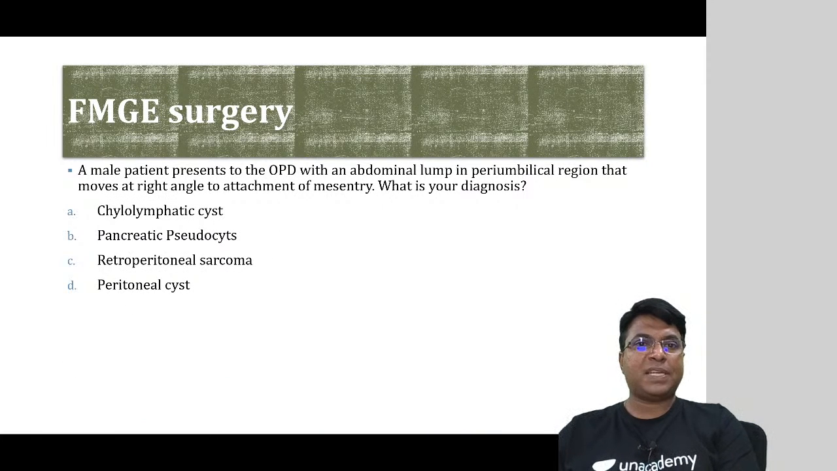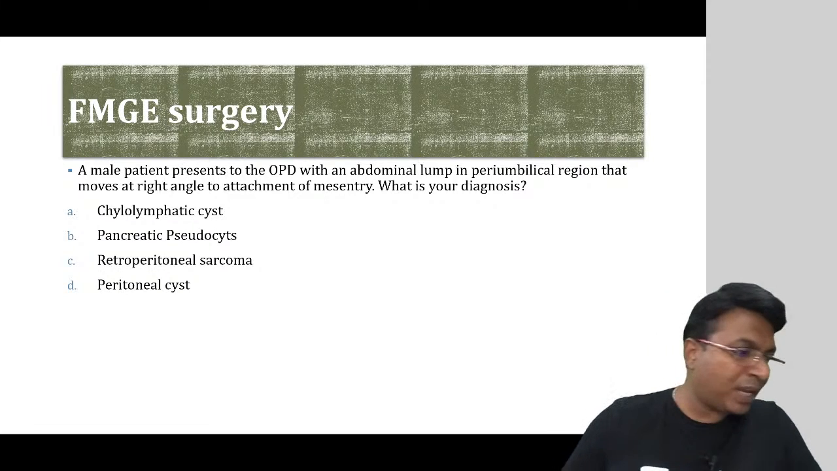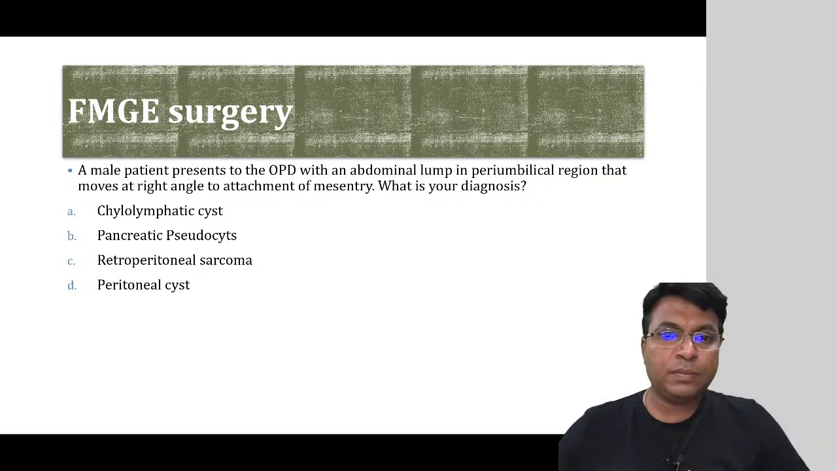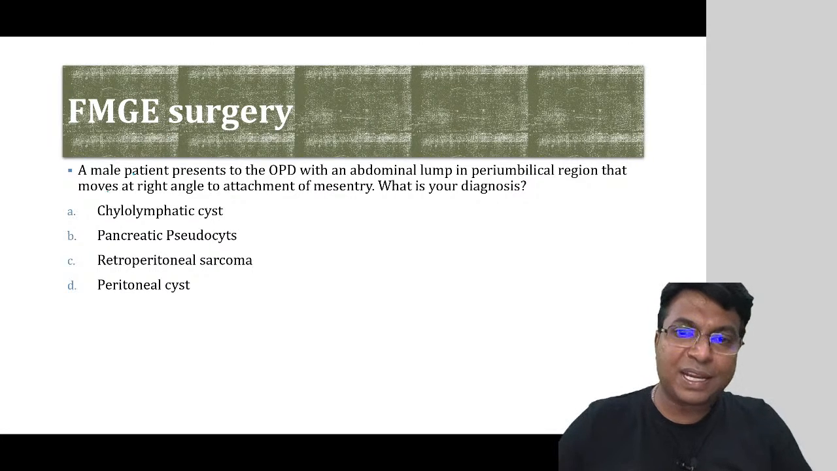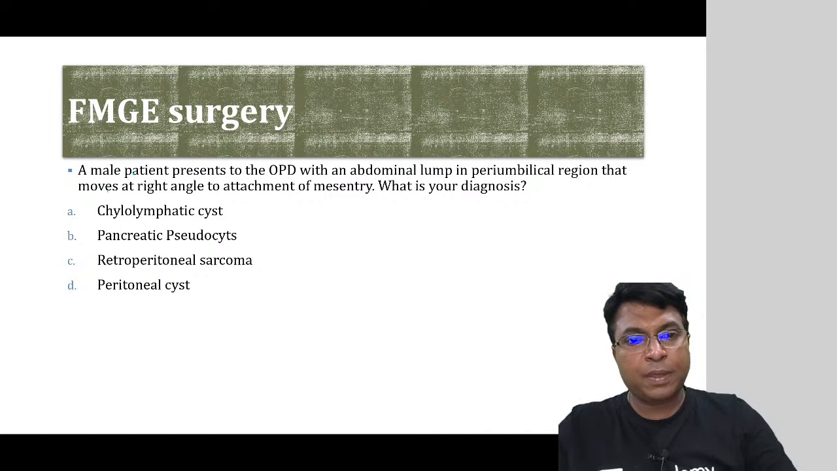A male patient presents to OPD with an abdominal lump in the periumbilical region that moves at right angles to the attachment of the mesentery. What is your diagnosis? Yes, what's your diagnosis? You will not have a doubt at all for bird's beak and rat tail. You can see from the image itself what is bird's beak and what is rat tail.